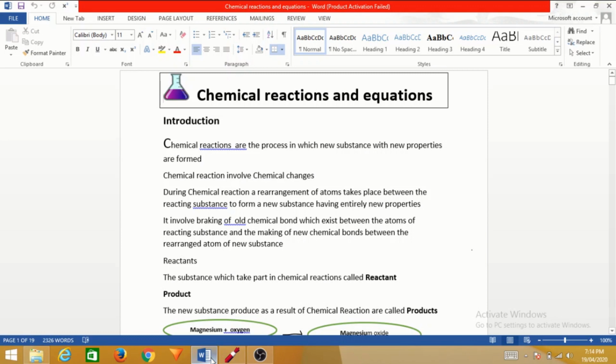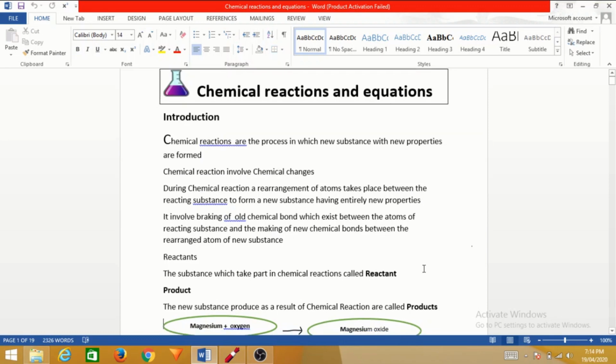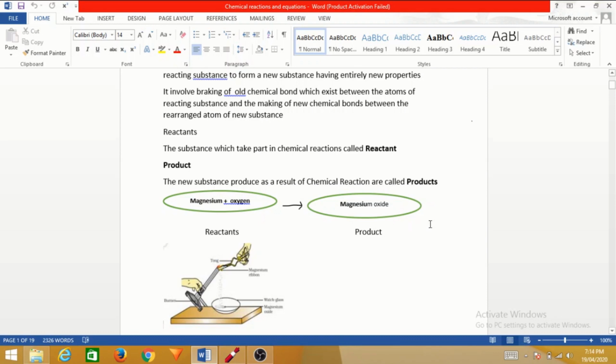So in this chapter, first we should know what is chemical reaction. Chemical reactions are the process in which new substances with new properties are formed. The basic structure of a chemical reaction is like this. There are two parts to a chemical reaction. The left hand side part is called reactant. The right hand side part is called product.